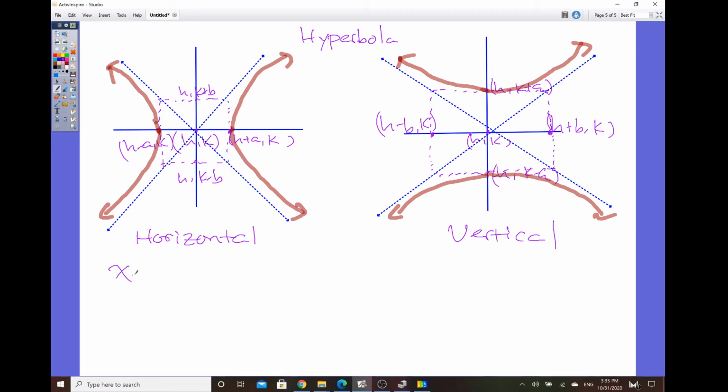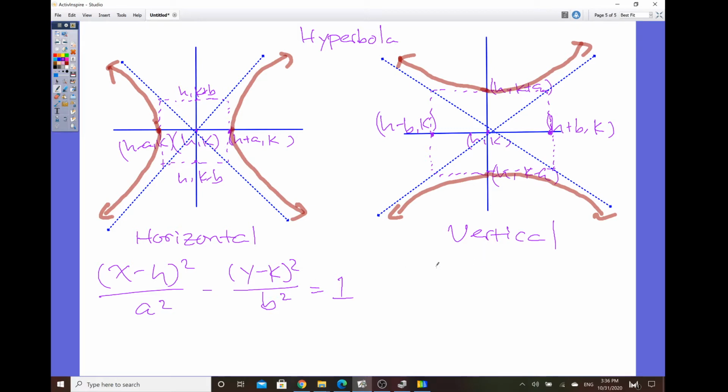And also the equation of a circle always starts with either x minus h quantity squared or y minus k quantity squared. So for the horizontal one, you start off with x minus h quantity squared over a squared minus the quantity y minus k squared over b squared, and that equals 1. As you may notice, for the ellipse, the sign in between these two groups is plus. But here it's a minus.